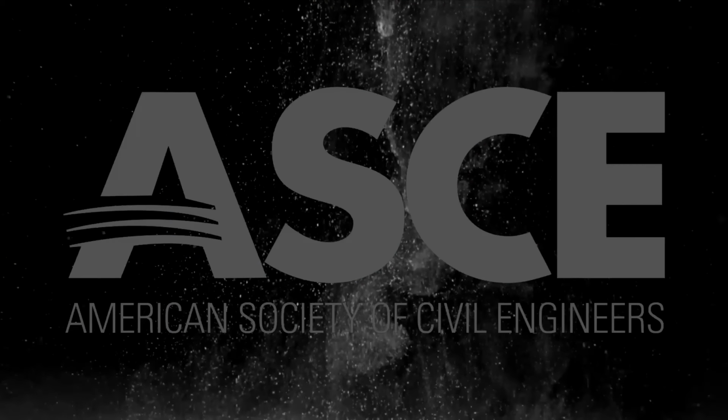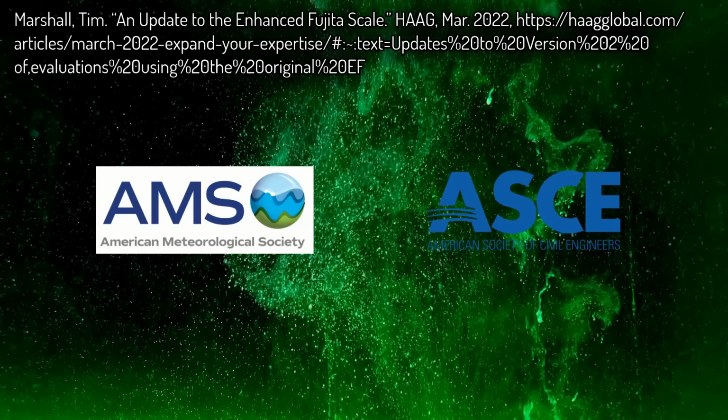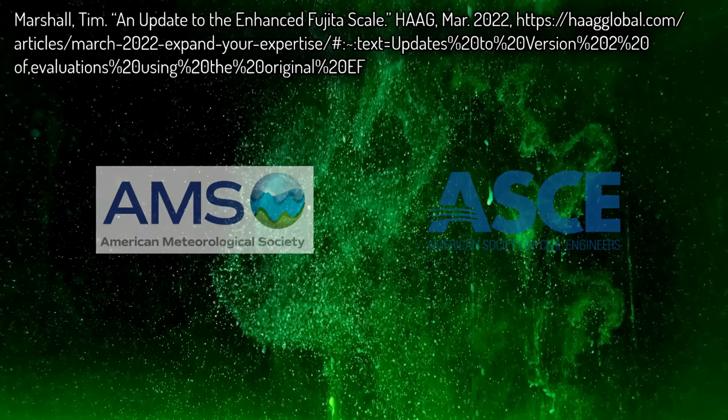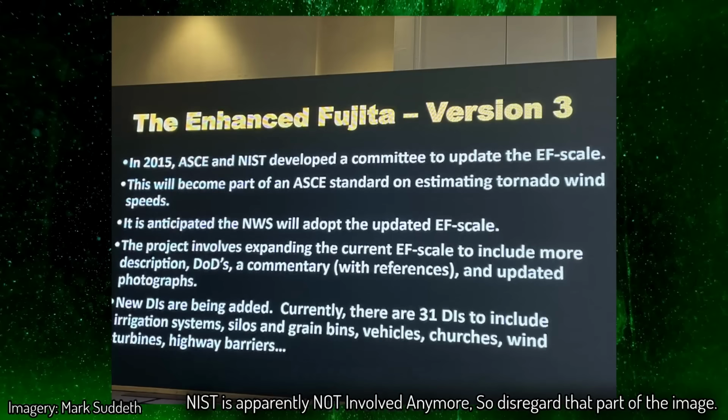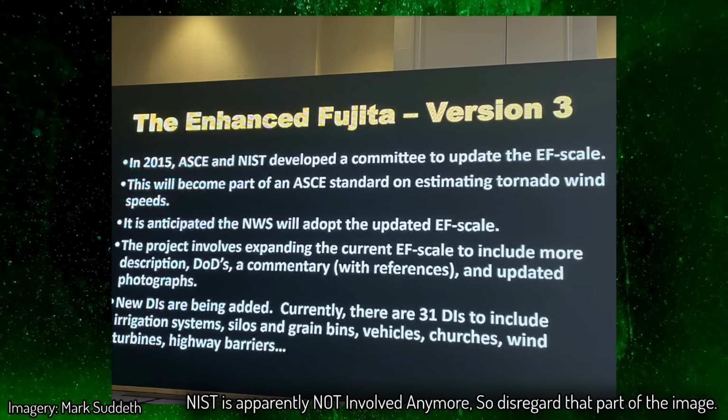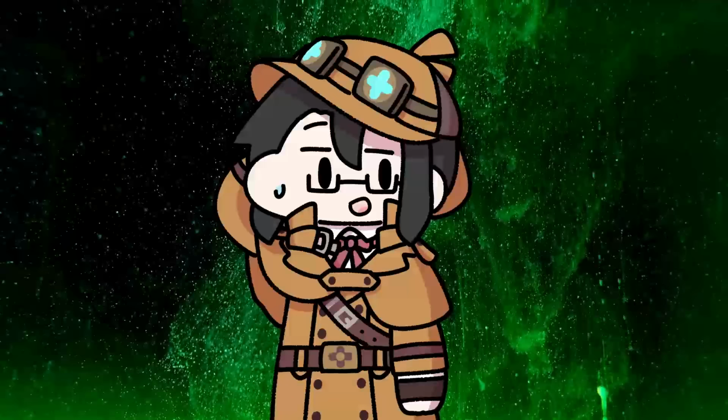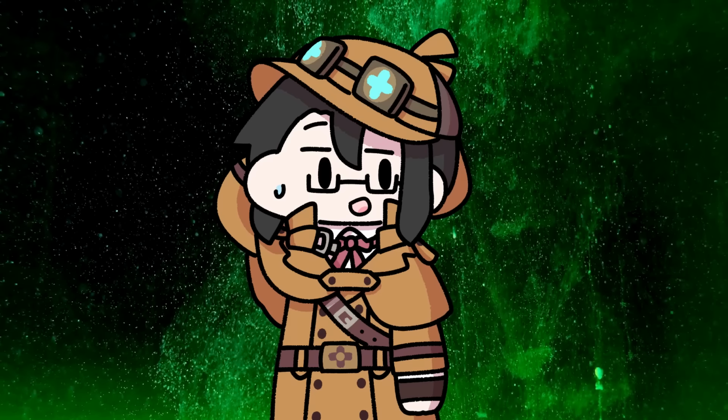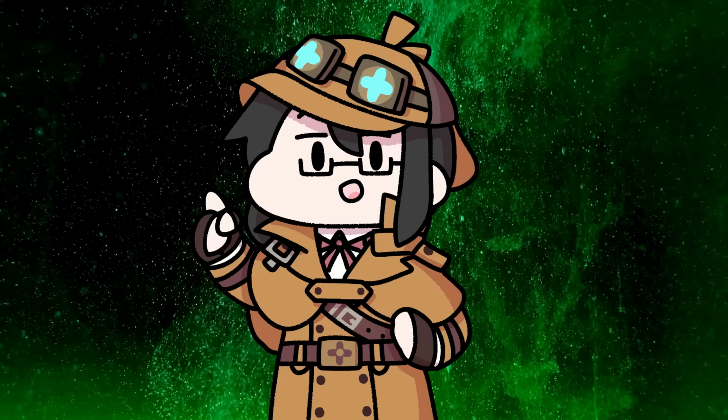According to Tim Marshall, a select committee of members from the American Meteorological Society and ASCE was chosen to evaluate the state of the Enhanced Fujita Scale and how to update the scale to be better. But images of meetings of the committee have been making the rounds on Twitter and have gained more relevance now more than ever. So before I address the people who over-exaggerate the issues of the Enhanced Fujita Scale, what steps are being taken to update the scale?